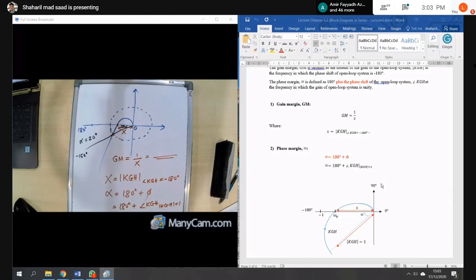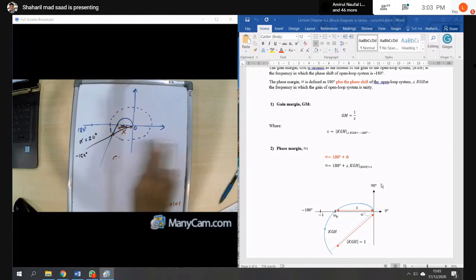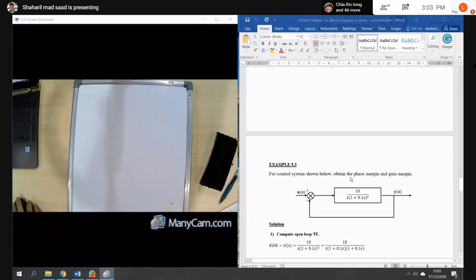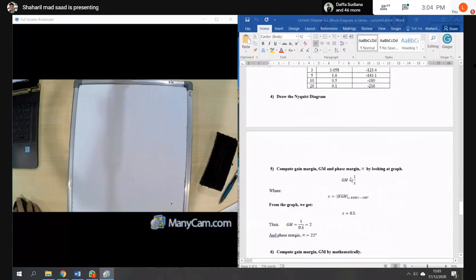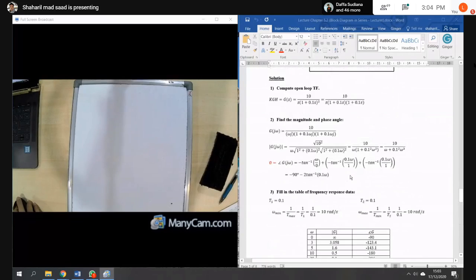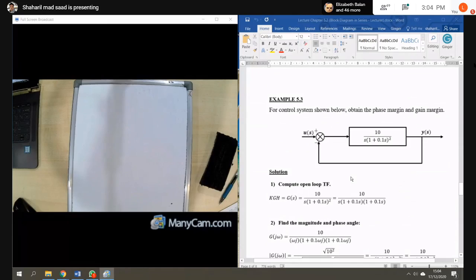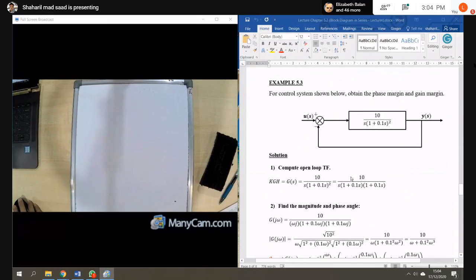Faham. Okay, let's look at an example. How can we apply this? So there are two methods. That means you can get it from the graph, and also you can calculate it using mathematics. Okay, so example 5.3 here. Now you got this kind.